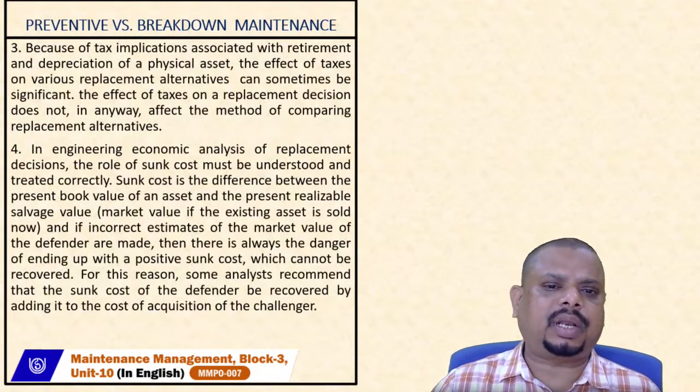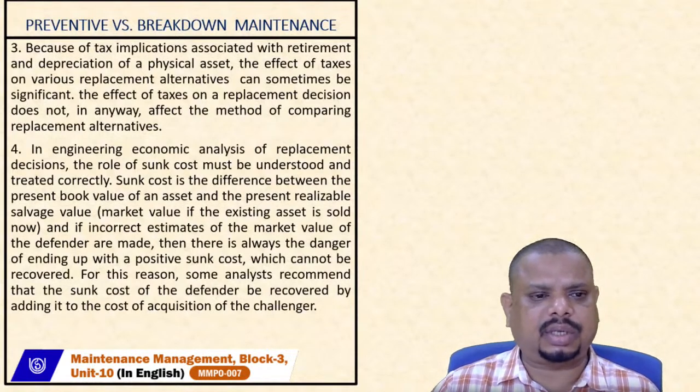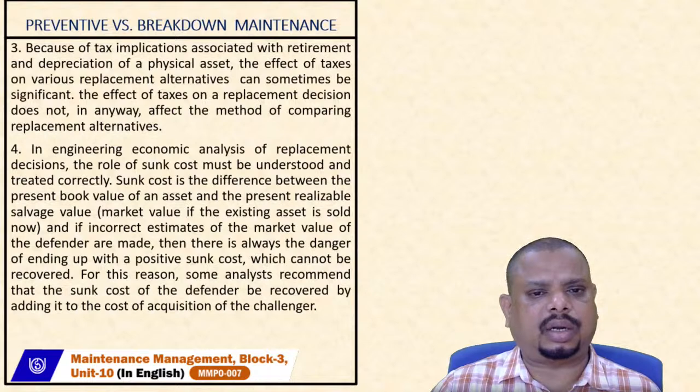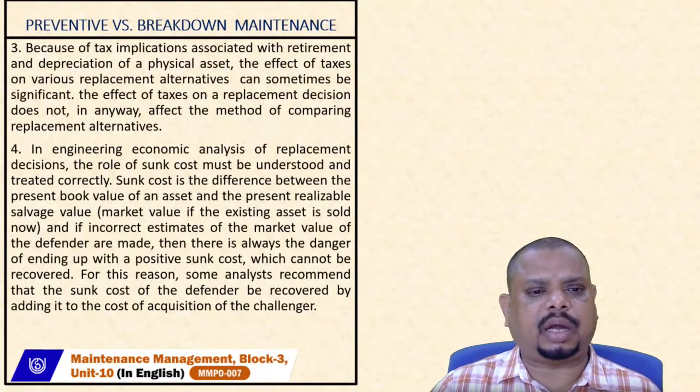Moving to the next one, the third important point: in most cases, whenever you think about the capital investment of machines or equipment, the tax consideration is the most important part for physical assets, especially with reference to those that are under retirement or are going to take various replacement alternatives. So here the taxes basically affect the replacement decision. This is the third point.